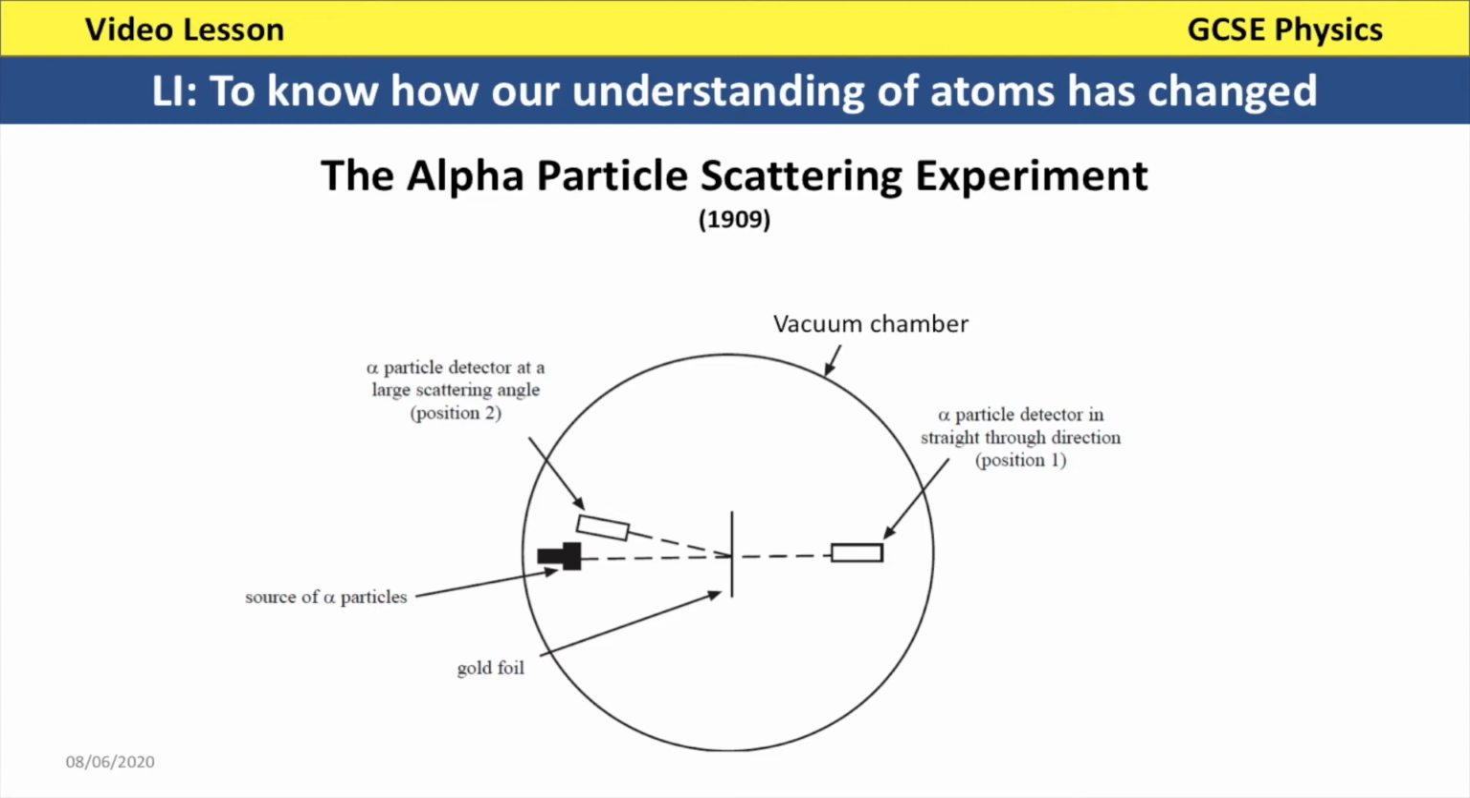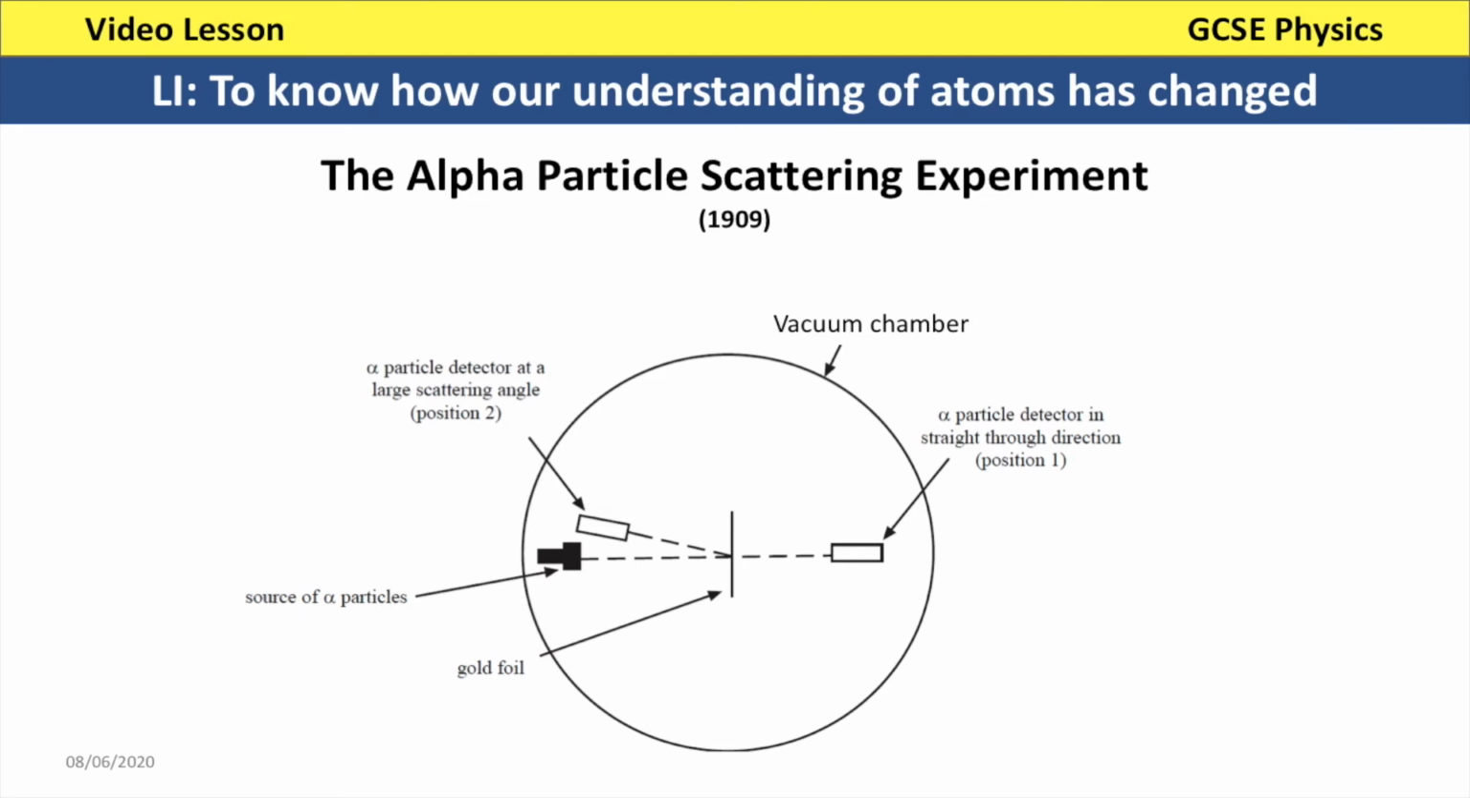Now you can see that there's quite a bit going on. The whole experiment was actually conducted in a vacuum chamber. A vacuum is a place where there are no particles whatsoever. It's important that this experiment was done in a vacuum chamber so that the alpha particles wouldn't be absorbed by any air molecules. You can then see as well here that we've got a detector placed on one side of the gold foil, and then we've got the source of the alpha particles on the opposite side.